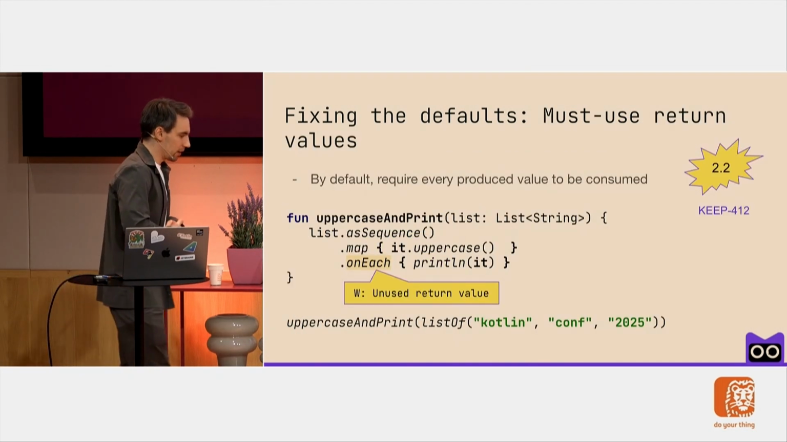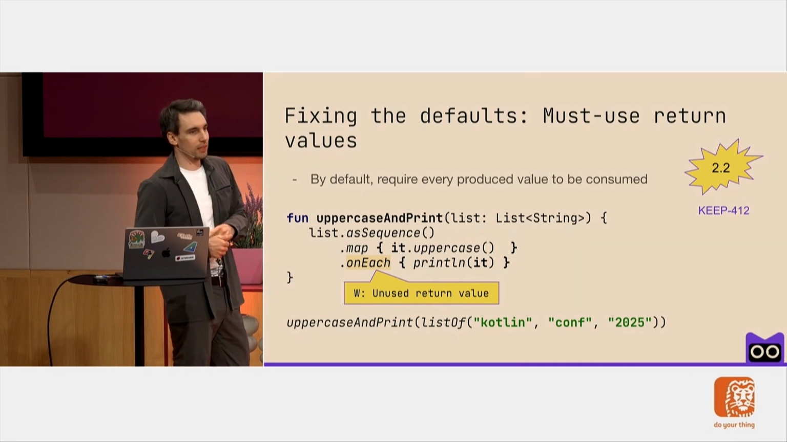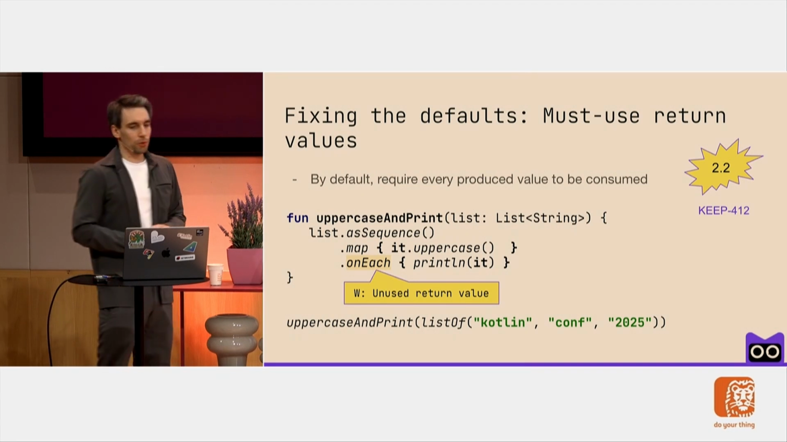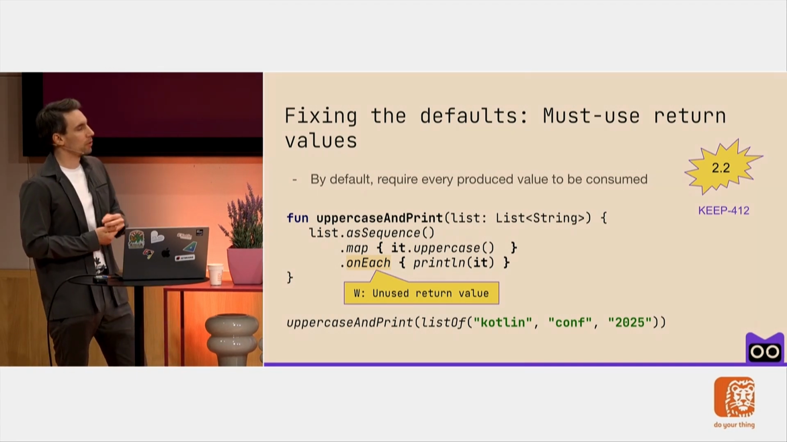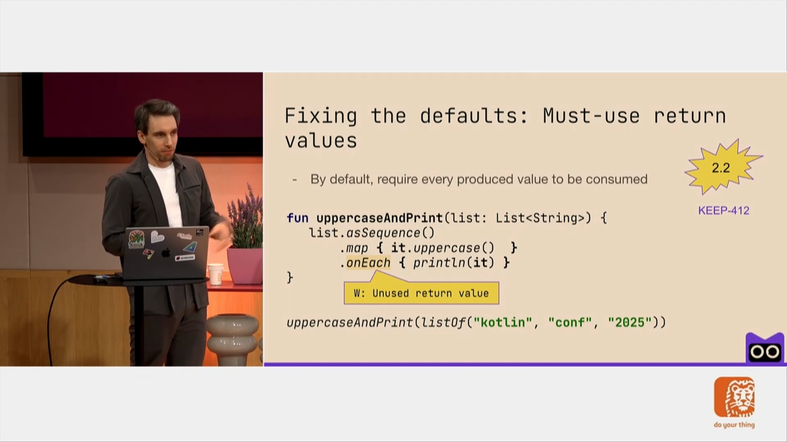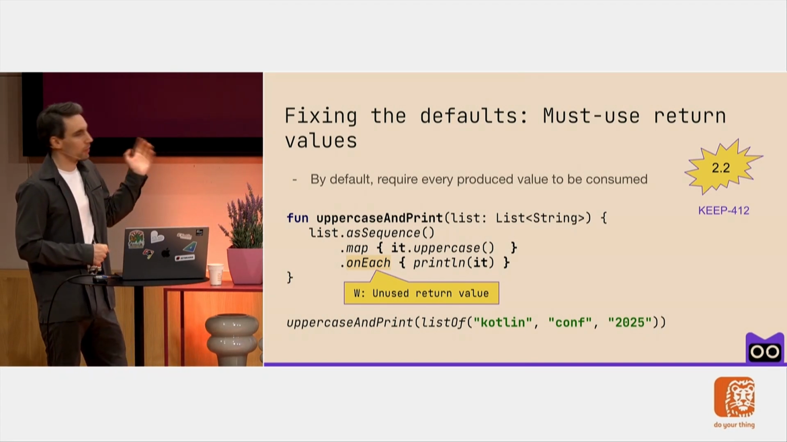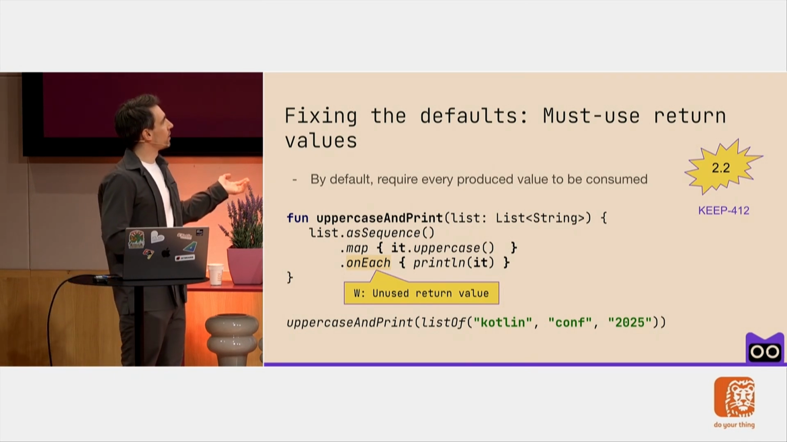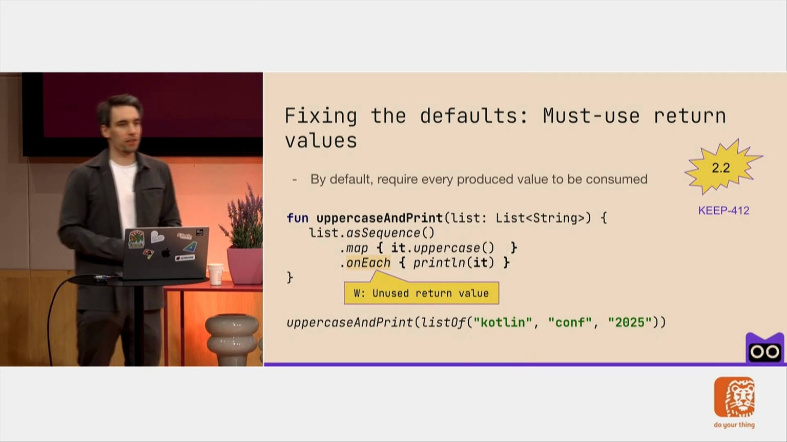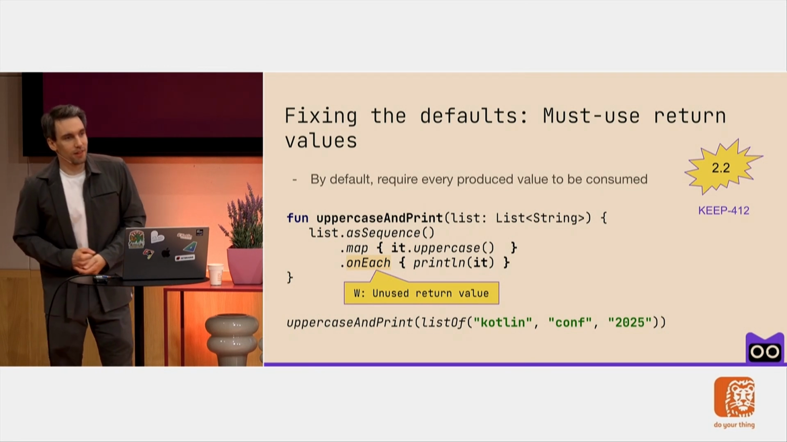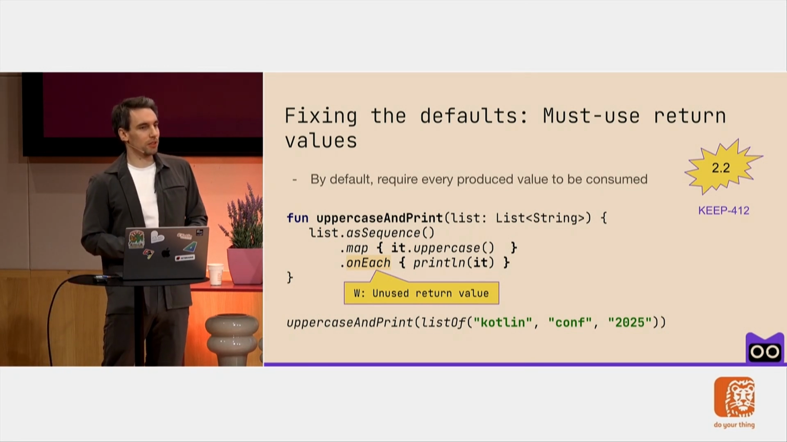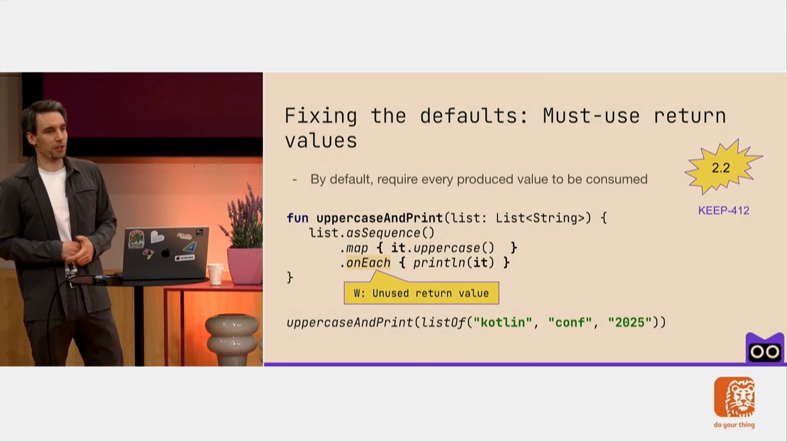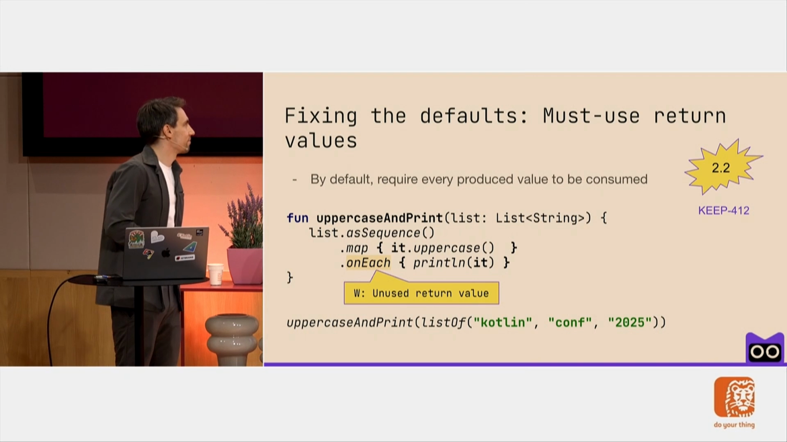And the next thing where we would also love to switch the default is about must-use return values. The idea is that we would like to require every produced value to be consumed. A typical example here is when you use a sequence, you call some function map and then call the function onEach. The problem is that when you run this, nothing will be printed. The reason is that onEach is not a terminal operation, so it's lazy, and in order to run it, you have to actually call something like toList, but that's not clear.